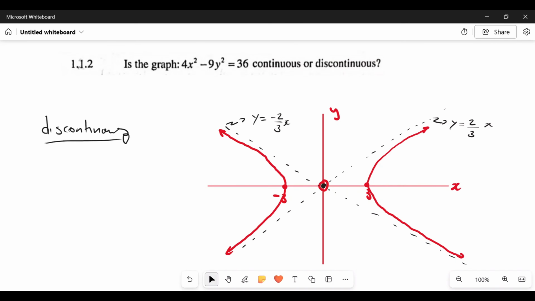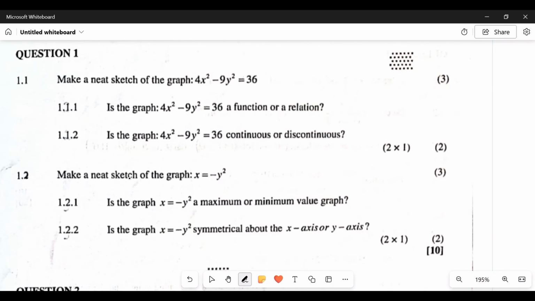Guys, we are done with 1.1.2. We are going to do 1.2. Right, we are done with 1.1.2. Now let's look at 1.2. Now 1.2, we're going to copy the question here, guys, paste it where there's space, and let's solve it.